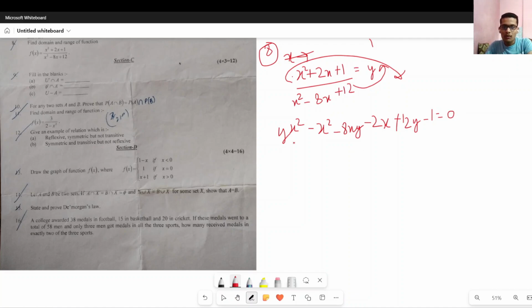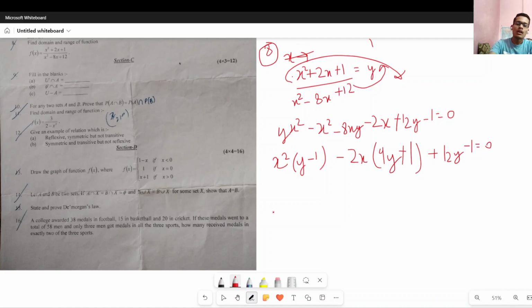Okay, now let's just take common x square. Here will be y minus 1. Then negative 2x could be taken common from here. Here will be 4y, and here plus 1. Then plus 12y minus 1 equal to 0. Okay, now we have to use our quadratic formula here.